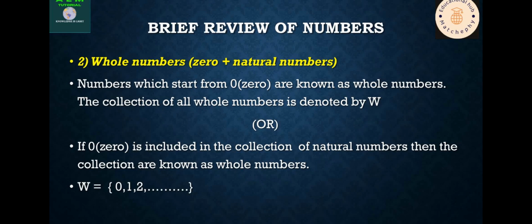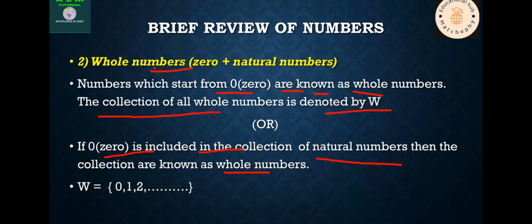Whole numbers. Numbers which start from 0 are known as whole numbers. The collection of all whole numbers is denoted by capital W. Or if 0 is included in the collection of natural numbers, then the collection is known as whole numbers. So the set of whole numbers starts with 0. There is no end for whole numbers. So if you want to sum up in our mind, we can sum up like this: whole numbers is equal to 0 plus all the natural numbers or counting numbers together.